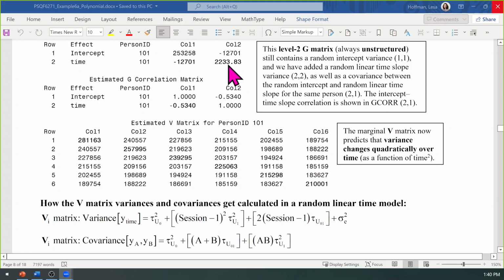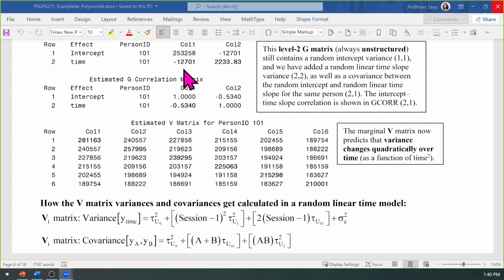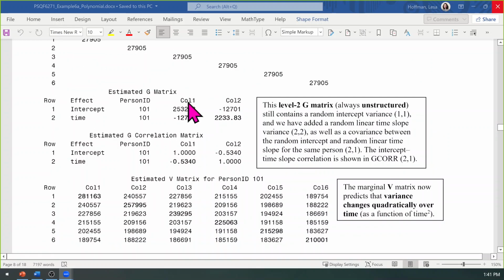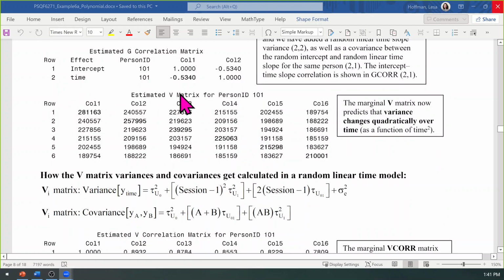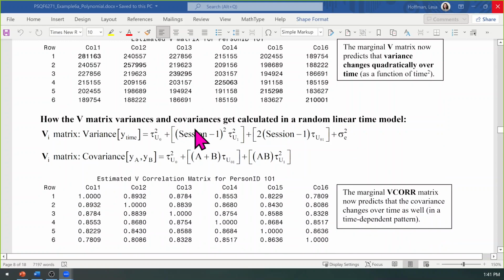So the addition of this new random linear time slope variance and the covariance that goes with it, then the combination of those three things plus the R matrix residual variance, that builds our combined V. And so V now has a pattern to it that says that the total variance changes quadratically over time. And here's the formula for where those numbers came from.